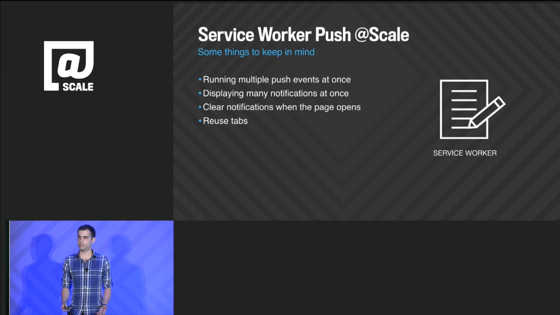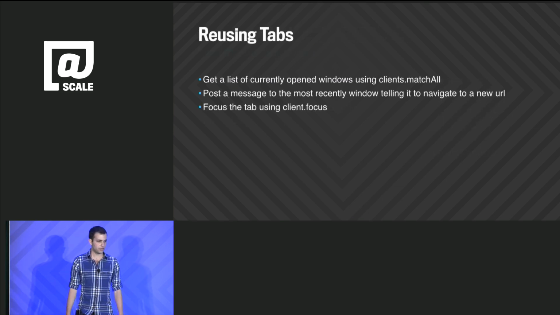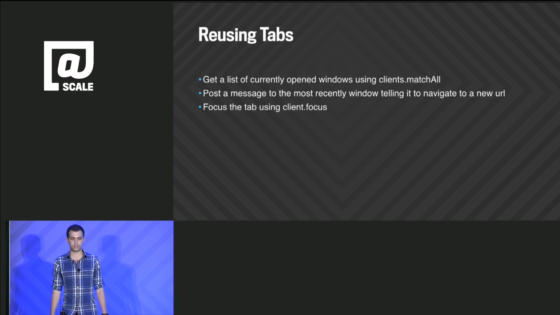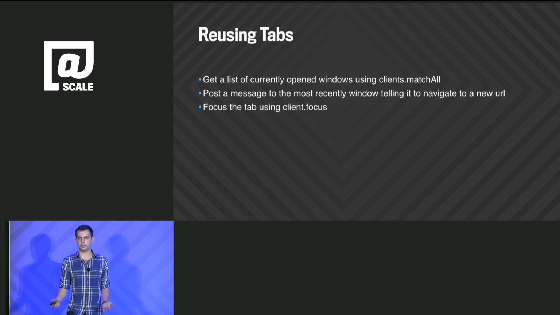And you also want to consider using tabs. If you're in an active Messenger conversation and every time you get a notification you click on it and it opens a new tab, you'll end up with 20 tabs open, and it's really hard to use the browser at that point because you can't find what tab you want. It's not the greatest user experience. Reusing tabs is simple. You can get a list of currently open windows with the client's matchAll API. Then you basically have the service worker post a message to that client that says, hey, navigate to this new page. And then you can focus on the tab using client.focus. And if you don't have any tabs open, you can just open a new window at that point.